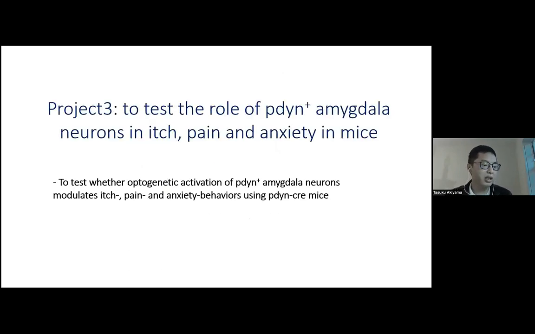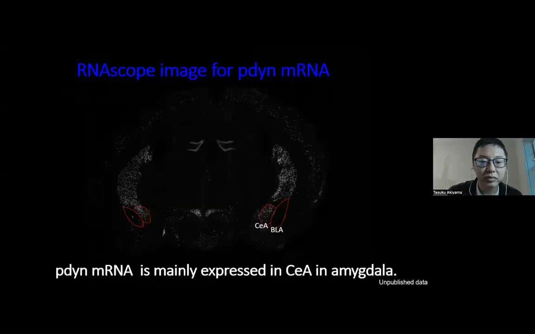Okay, then, as I mentioned from the MOR result, we expect that there should be some itch inhibitory circuit in the amygdala for the morphine to disinhibit the itch pathway. So we actually found one of them, that is the PDYN positive population. So here we show the location of the PDYN messenger RNA. They are mainly expressed in the CeA.